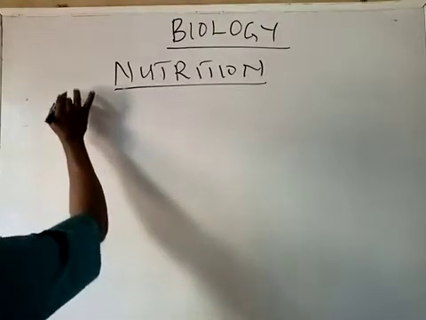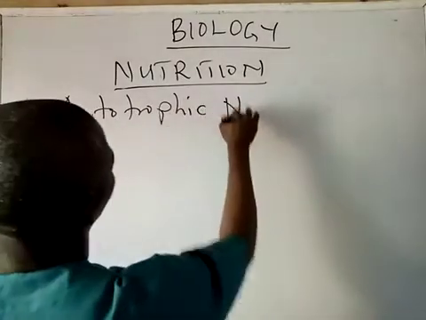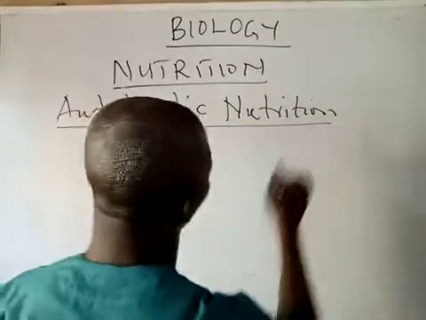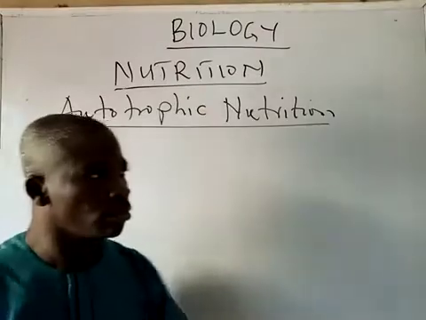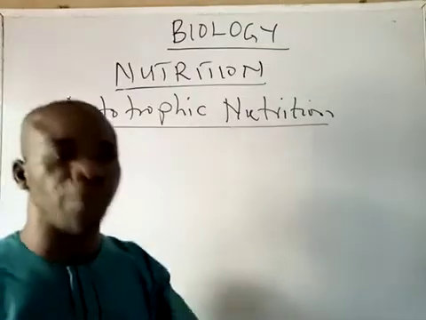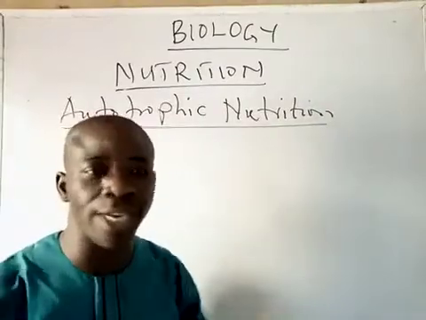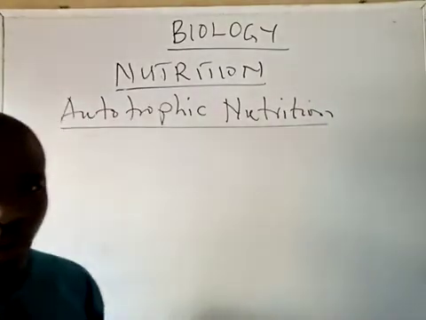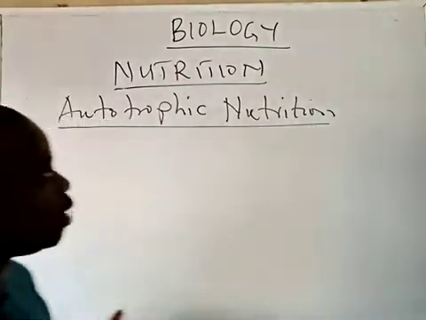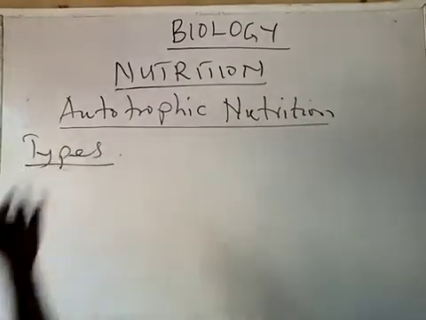So we now look at autotrophic nutrition. Autotrophic nutrition. This type of nutrition, as we have said, has to do with self-feeding. Organisms are able to prepare their own food by themselves. Generally, they use simple inorganic substances. But we will not understand it better until we look at the various types of heterotrophic nutrition. So we have types of autotrophic nutrition.